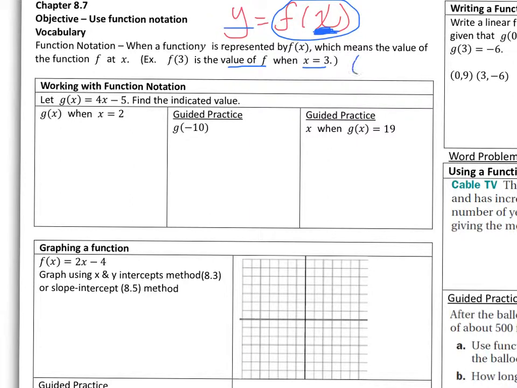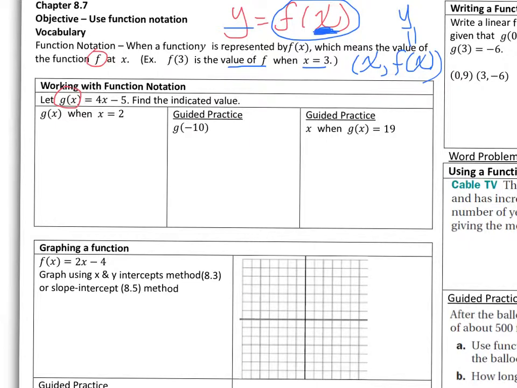So we could look at this a little differently. x, f of x, and this would be your y coordinate. I could actually use any letter to represent the function. For example, g of x. It still represents a function.